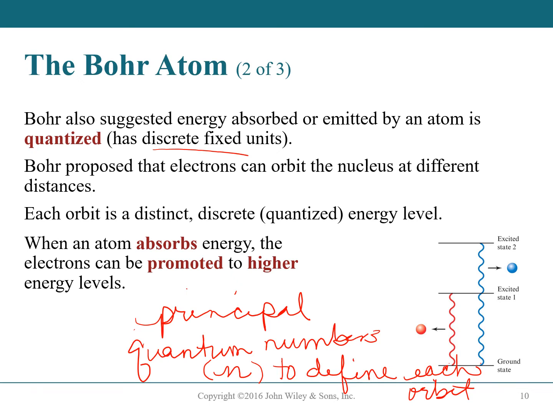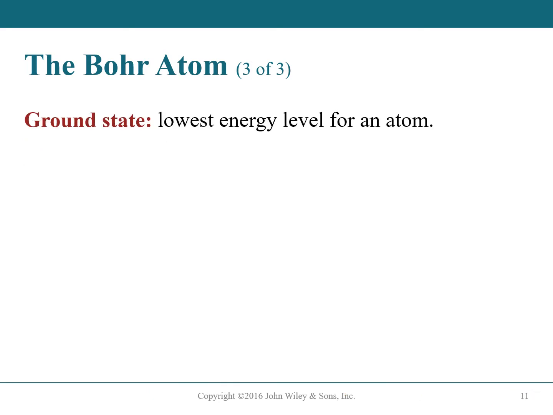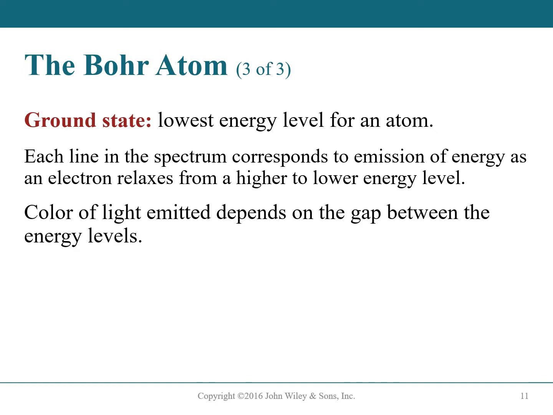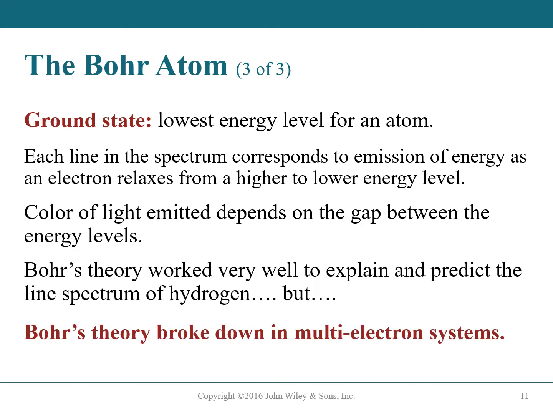Okay, when it absorbs energy, it's endothermic, and it absorbs light. It can go to a higher energy level. When it emits energy, it can relax to a lower energy level. Okay, so ground state is the lowest possible energy level. The color of light depended upon that difference in the energy levels.